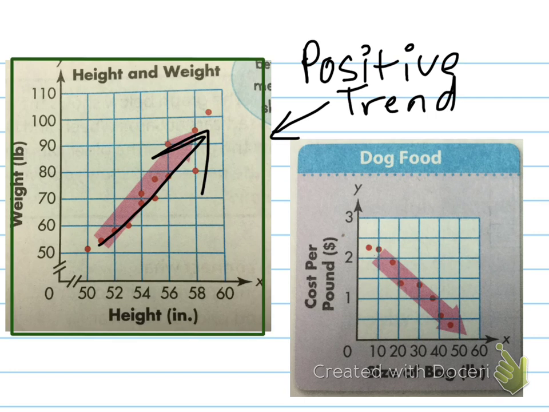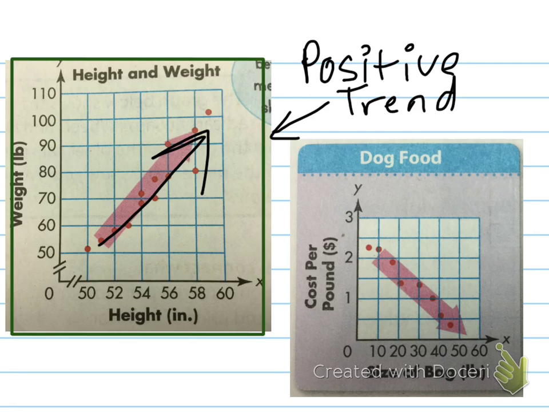Now if you look at the other one, it's comparing the cost per pound of dog food as the size of the bag gets bigger. When you go to Walmart, you'll notice that the bigger the bag of dog food you get, the more efficient the cost is. It's not as much per pound. If you buy in bulk, it ends up being cheaper. So as the size of the bag gets bigger, the cost per pound is going down.